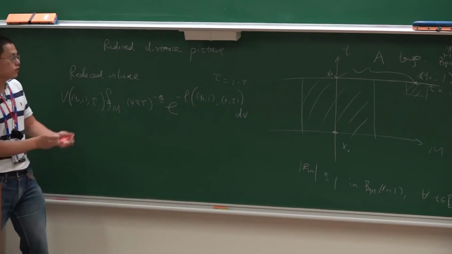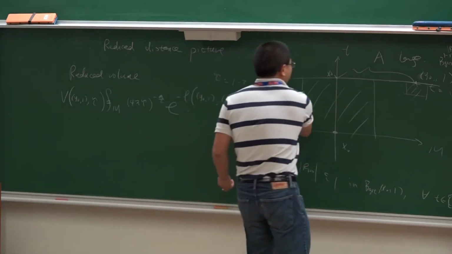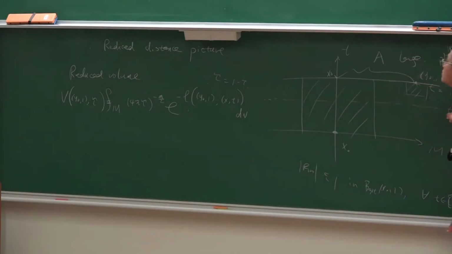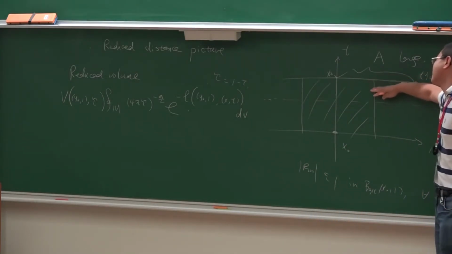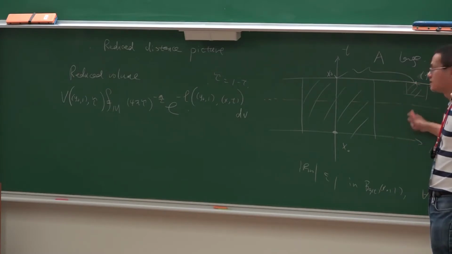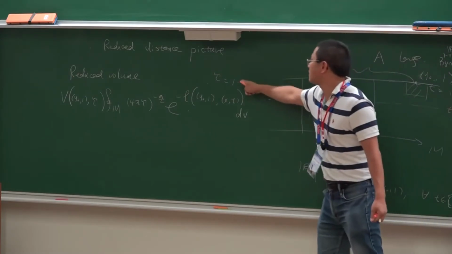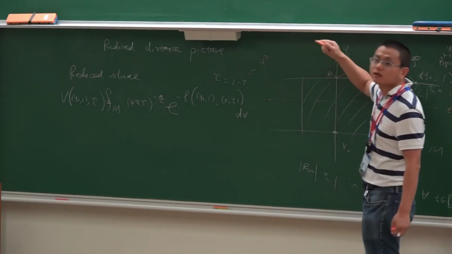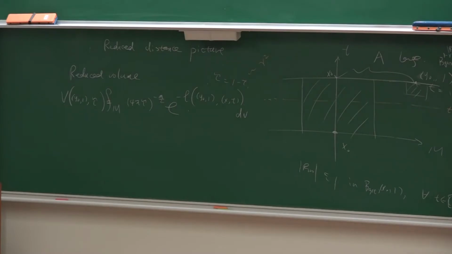Okay, so for each t there is a reduced volume. So the reduced volume depends on t, with a fixed base point. This tau equals 1 minus t looks like radius squared. They have the same scaling factor.